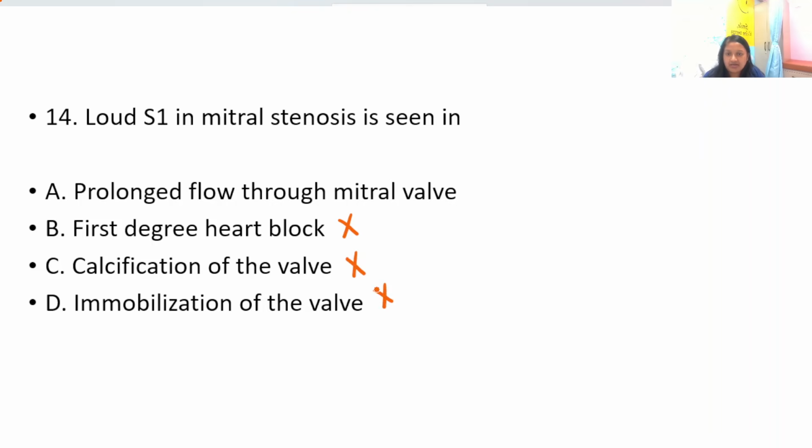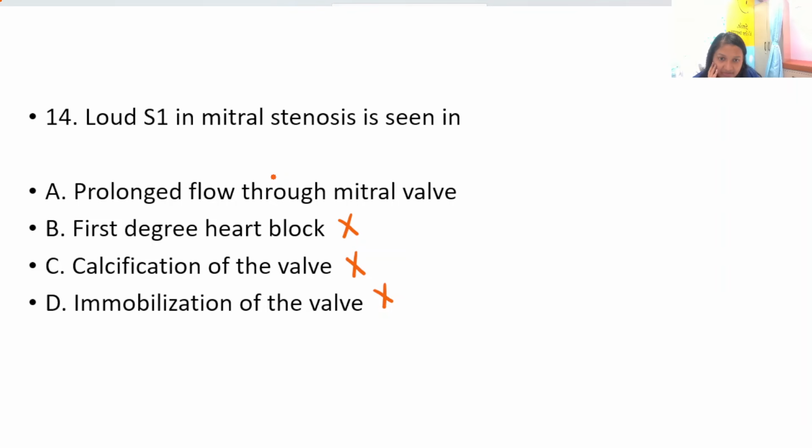The reason why mitral stenosis has loud S1 is that the mitral valve is still pliable and it remains open for a longer time till the onset of isovolumetric contraction of both the ventricles, right, and also because of the elevated left atrial pressure.